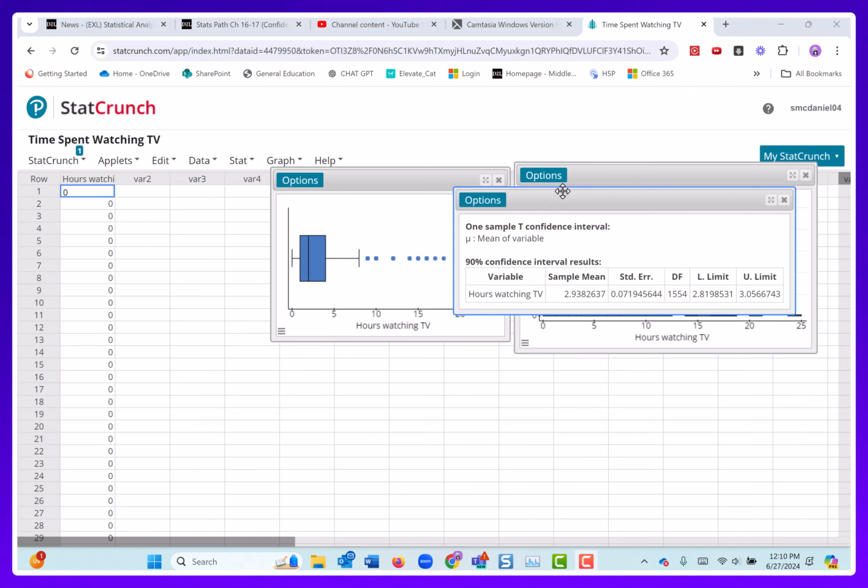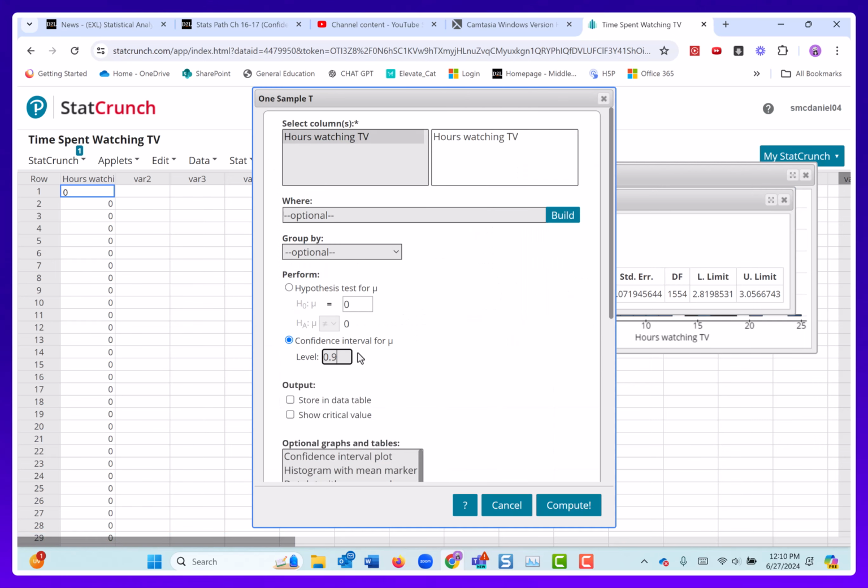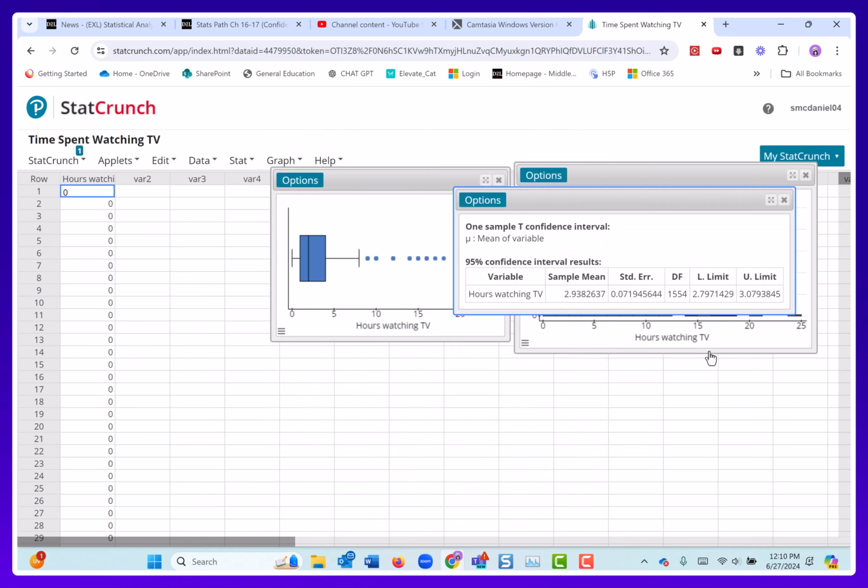So back over in StatCrunch, if I go to Options and Edit and just change this from 90 to 95% and compute, here we go. It's just slightly wider. Our sample size is so big that you can barely see it.